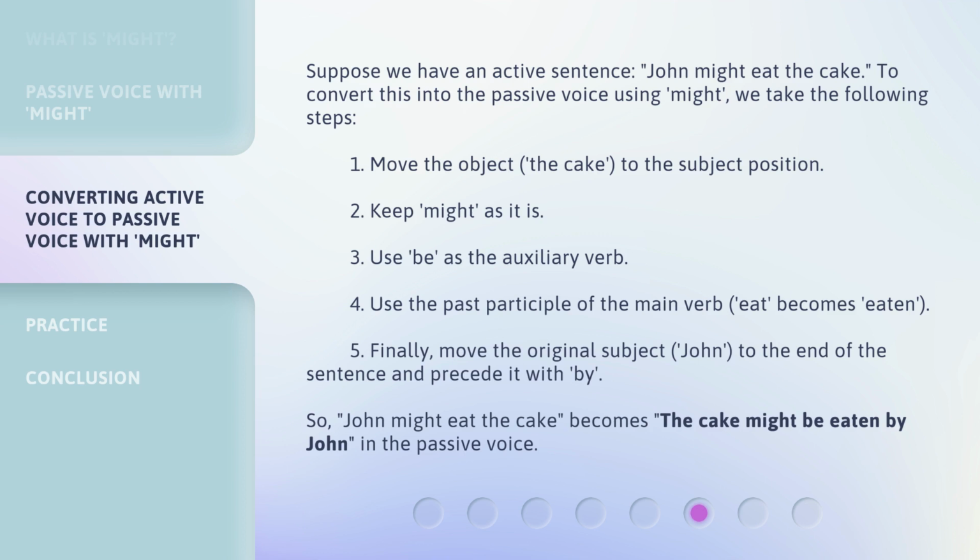1. Move the object, the cake, to the subject position. 2. Keep might as it is. 3. Use be as the auxiliary verb. 4. Use the past participle of the main verb. Eat becomes eaten. 5. Finally, move the original subject, John, to the end of the sentence and precede it with by. So, John might eat the cake becomes the cake might be eaten by John, in the passive voice.